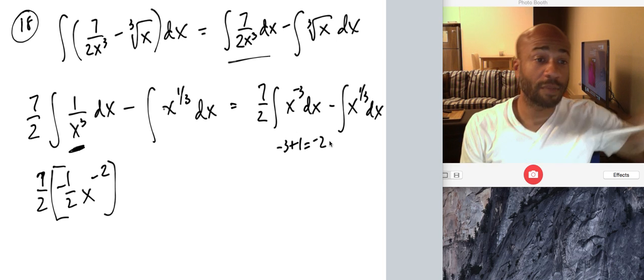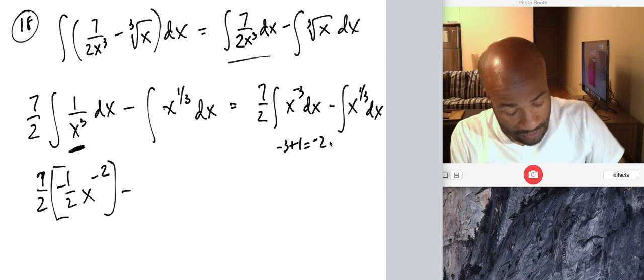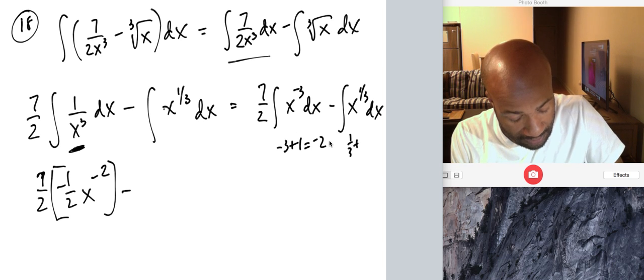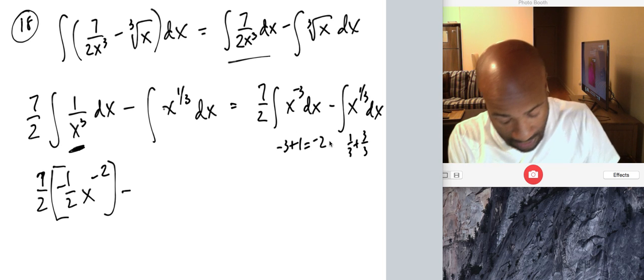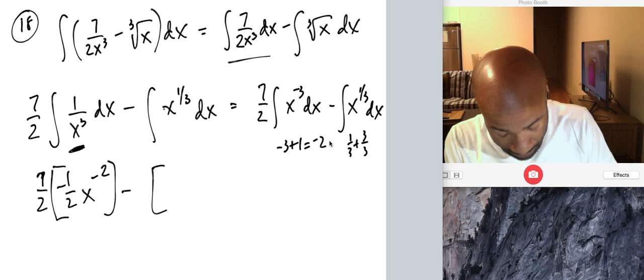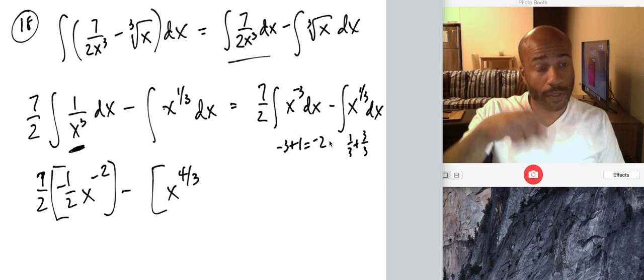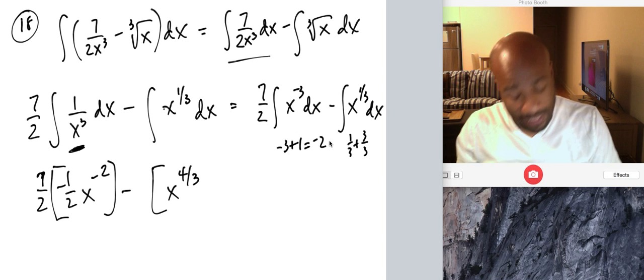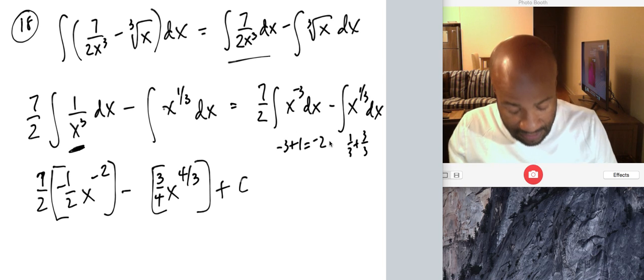Right? I'm going to take care of the plus c at the end because I have another one. Minus, so now I have 1/3 plus 3/3, which is 1. 3 over 3 is 1. So now I have x to the 4/3. That's my power. So flip it and throw it in front of the x. I have 3/4 plus c.